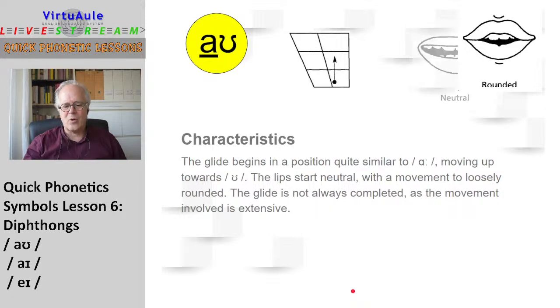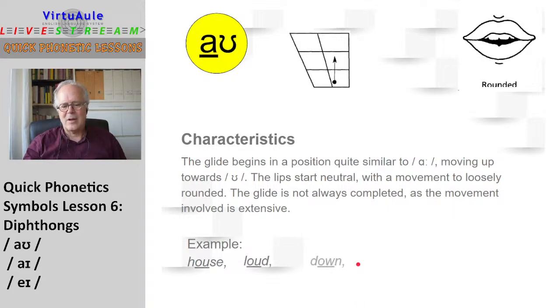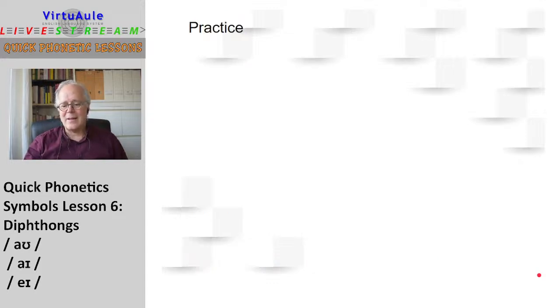Okay, let's look at some words. We have the words house, loud, down, how, bow, and let's practice.